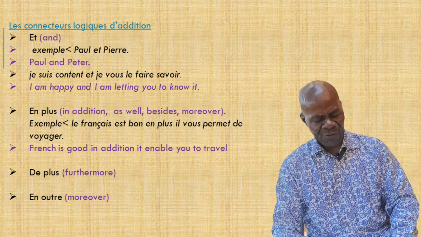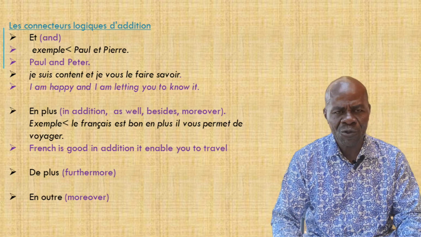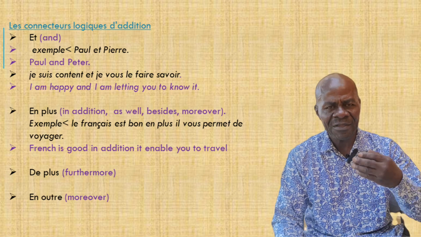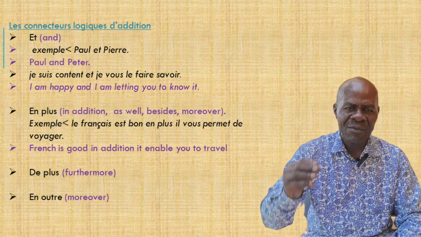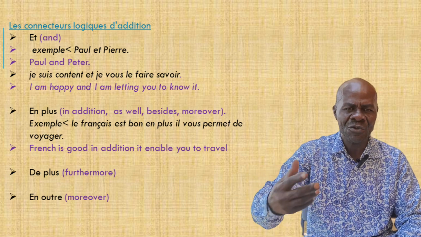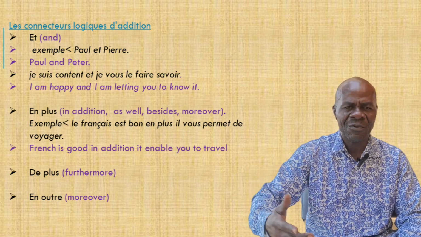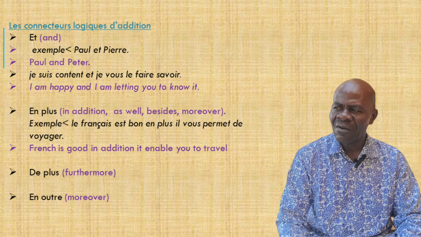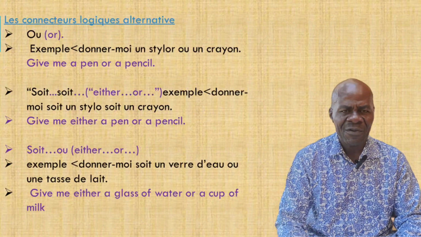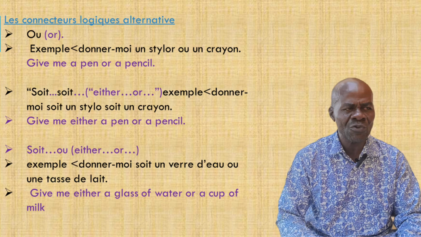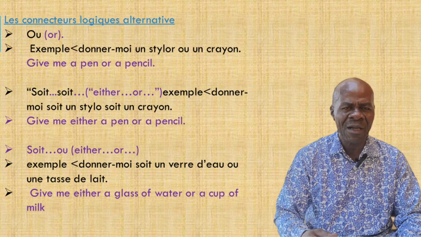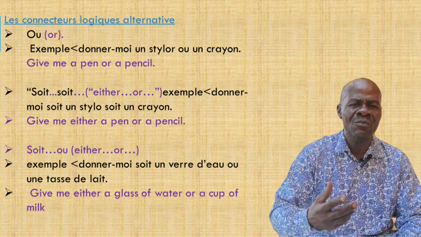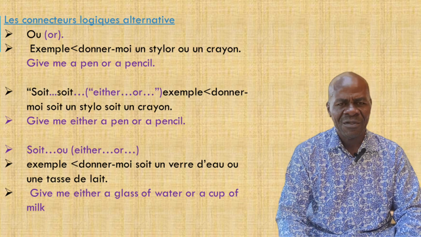You also have de plus. De plus, en plus, and et. These are used for what? Addition, to mention things one after the other. You also have alternative, the expression we use to introduce what? Alternative, to talk about alternative. What is alternative? It is when you have multiple choice.